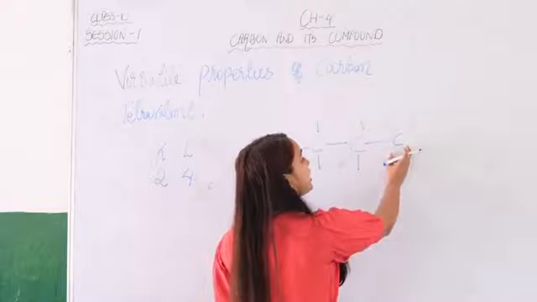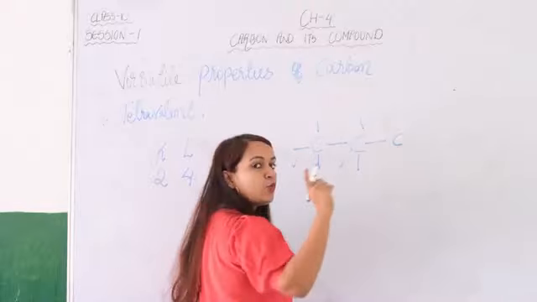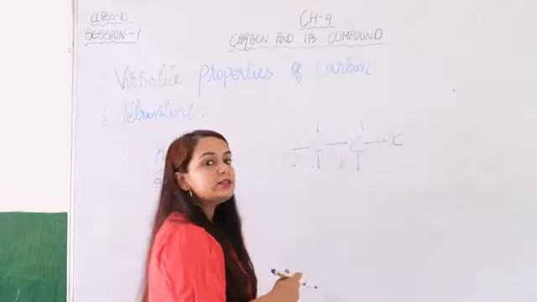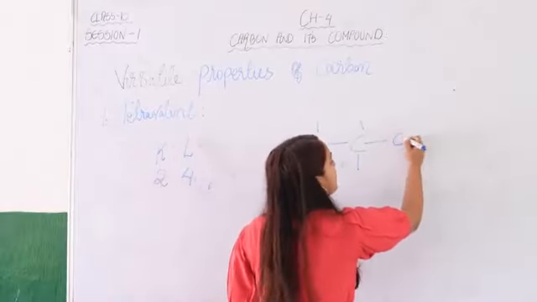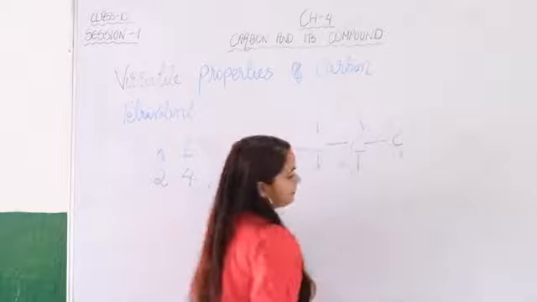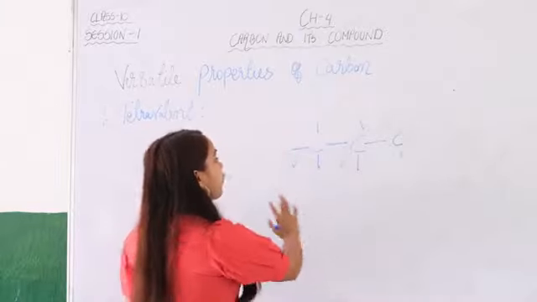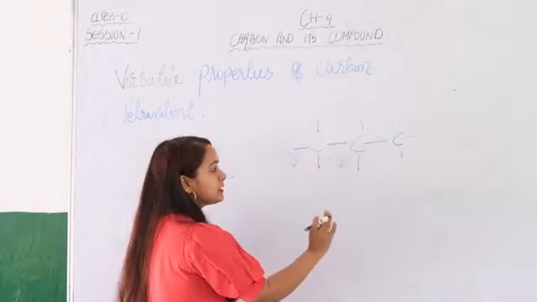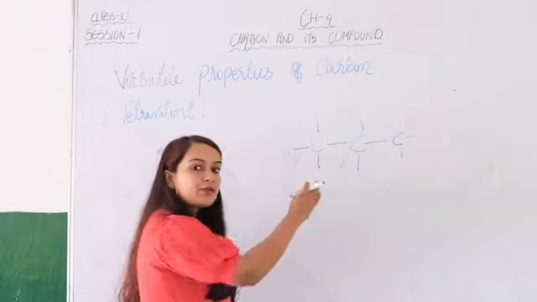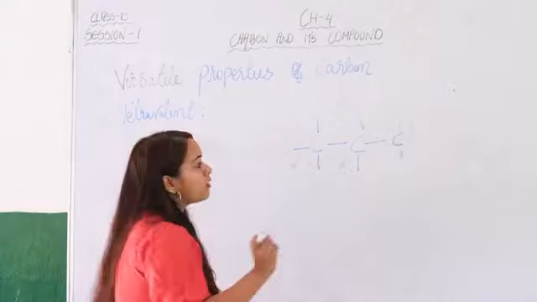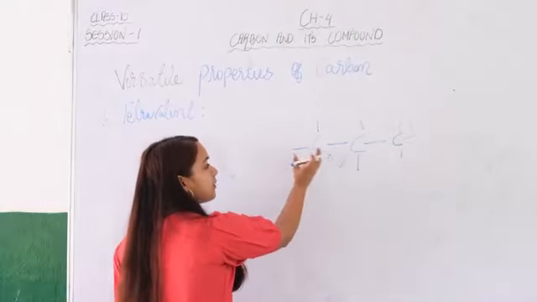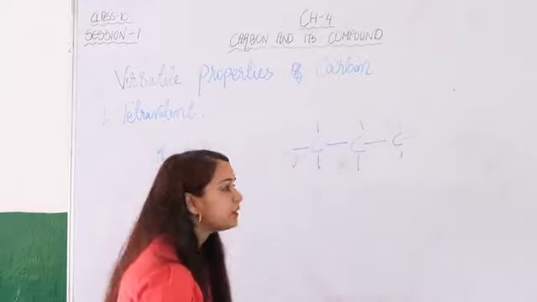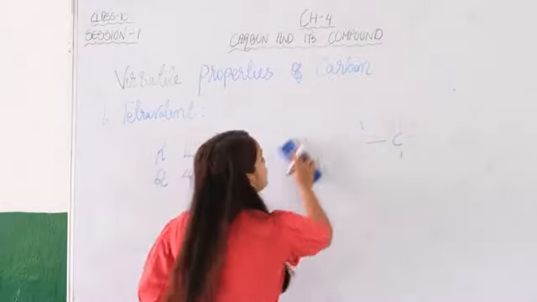Now count for this carbon. This carbon has only 1 bond now. So how many bonds does it need? It needs 3 more bonds to attain tetravalency. Whenever carbon forms any compound, it will always firstly maintain its tetravalency. If it's not maintaining its tetravalency, the entire formula will be wrong. So whenever you make a carbon compound, make sure that the tetravalency has been maintained. This is how the tetravalency should be maintained.